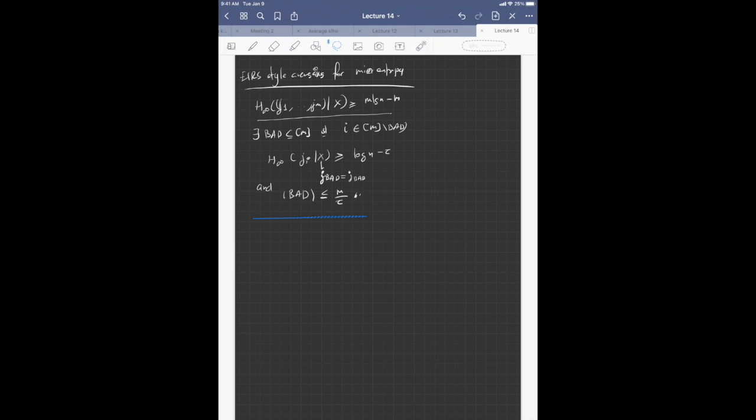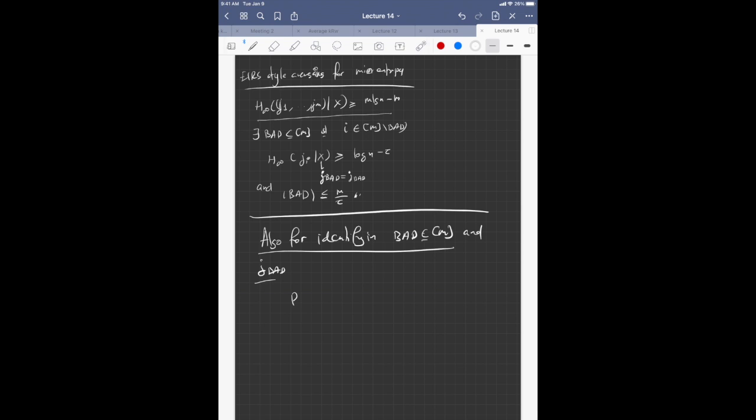And how do we prove this? This is going to be a simple algorithm, a cleanup algorithm like the ones we saw earlier. So what do we do? Initially, this is the bad subset of m, with j bad.